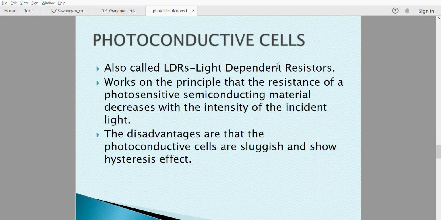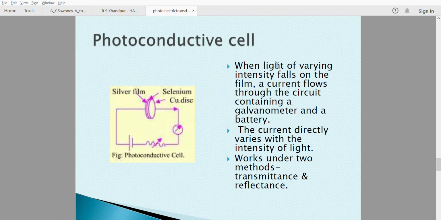Okay, photoconductive cells, also called LDRs, light dependent resistors. When light falls, resistance changes, conductivity changes. The disadvantages of photoconductive cells are that they are sluggish and slow, with hysteresis effects. When light of varying intensity falls on the film, a current flows through the circuit containing a galvanometer and a battery source. So this is also an active transducer. The current varies directly with the intensity of light. So resistance and conductivity change when photons of energy fall on the selenium silver film, and the conductivity of that entire system changes due to the incident radiation.